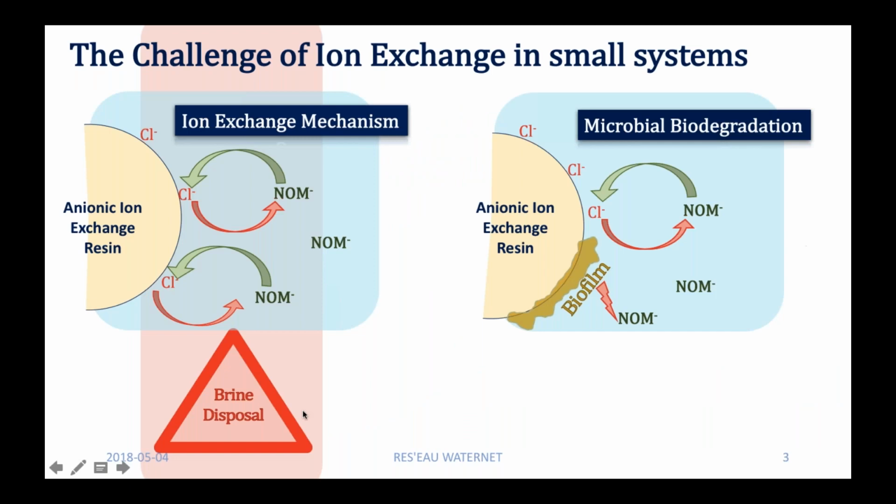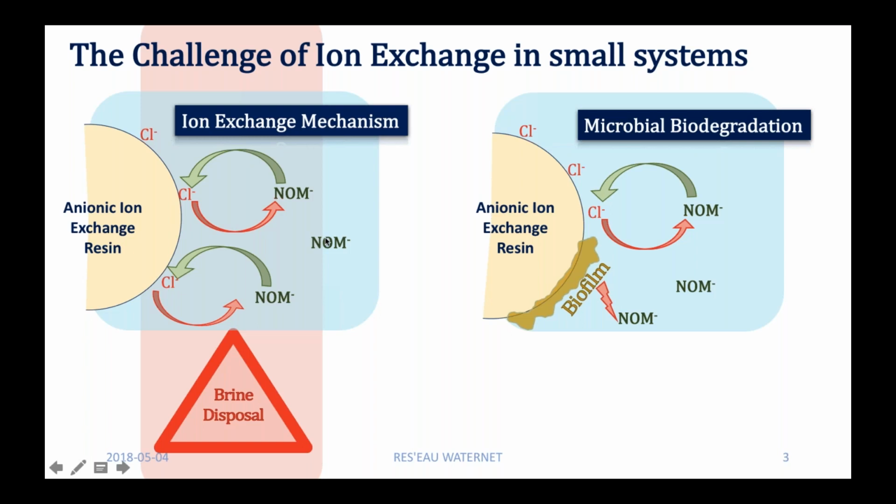As you can see in this schematic, in ion exchange, there are chloride ions on the surface of resin. And since natural organic matter in the water is negatively charged and it has higher affinity to be absorbed to the resin surface, resin will absorb NOM on the surface and release chloride to the water. And this is the simple mechanism of ion exchange.